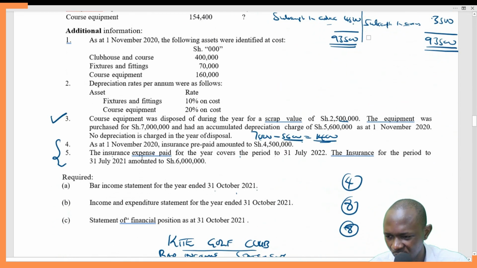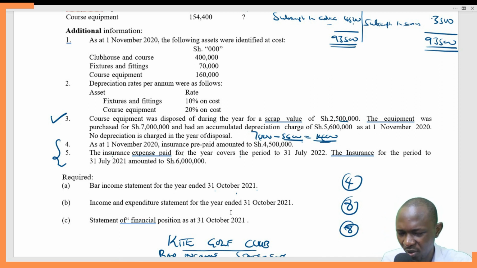So this is quite good. The insurance expense paid for the year covers the period to 31st July 2022. The insurance for the period to 31st July 2021 amounted to 6 million. Why are they talking about July 2021, yet we should be talking about 31st October 2021? What's the difference between July and October? We have 31st July, July to August, August to September, September to October. So these are 3 months differences. So the insurance for the period to 31st July 2021 amounted to 6 million.